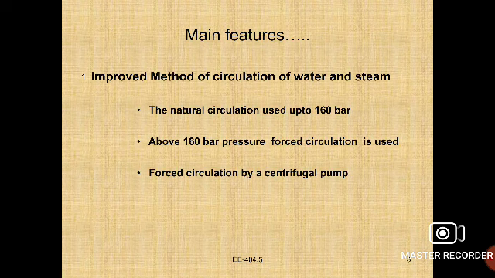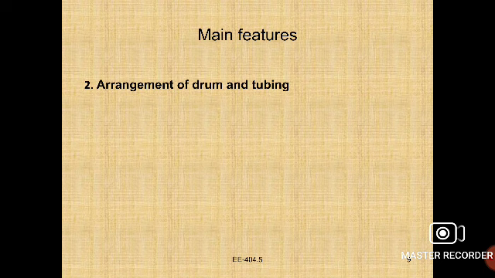So natural circulation has been largely used in boilers up to 160 bar. Above that, forced circulation is employed. Forced circulation is caused by a centrifugal pump driven by some external source. This is the main feature of circulation of water in a high pressure boiler.